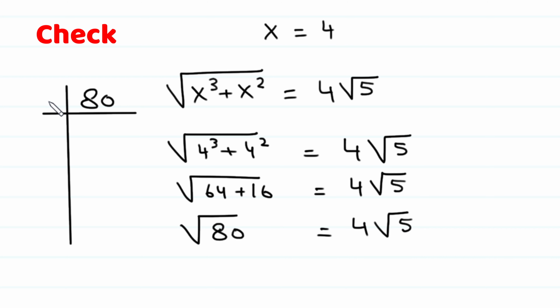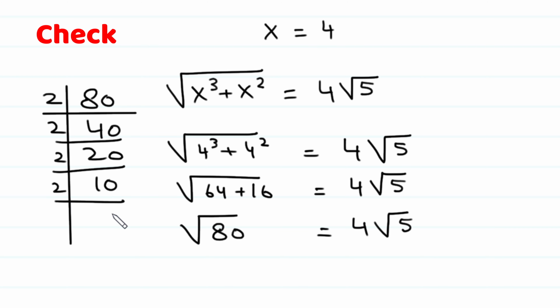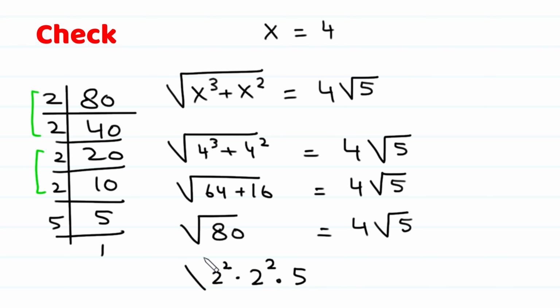80, first we divide by 2: 2 40 times 80, 2 20 times 40, and 2 10 times 20, 2 5 times 10, and 5 1 time 5. Here we have 1 pair and 2 pairs, 2 pairs of 2 and 1 time 5. So we can write this 80 as 2 to the power 2 times 2 to the power 2 times 5, and this is under square root is equal to 4 times square root of 5.